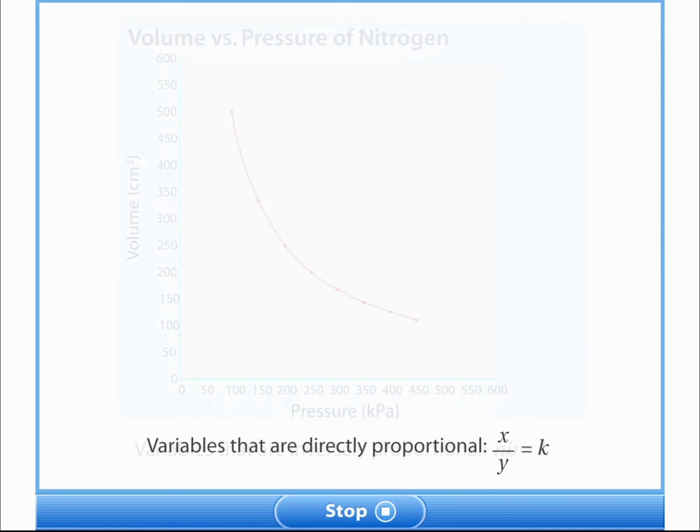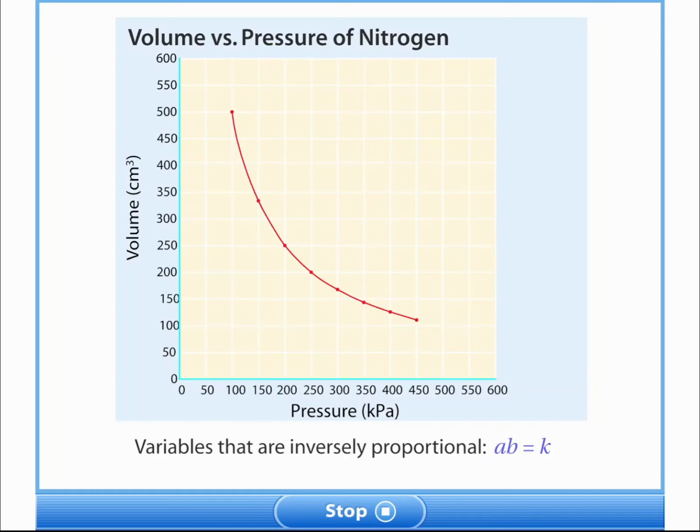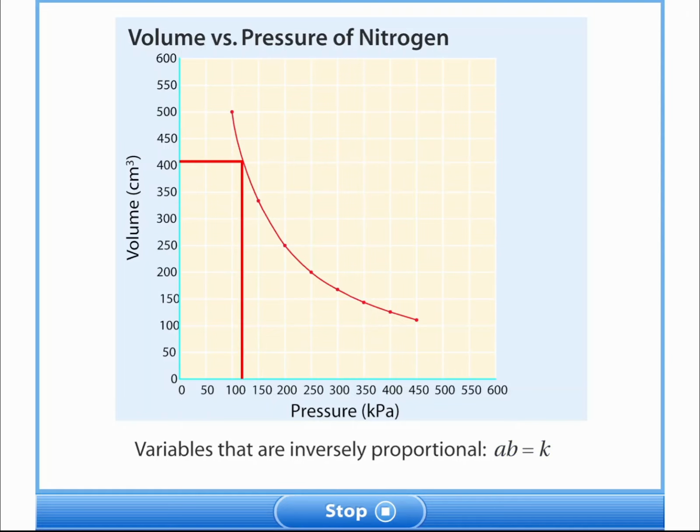Two quantities are inversely proportional when they have a constant product. In this example, when we multiply the volume and the pressure, we get a constant. From the graph, we see that when variables are inversely proportional, when one increases, the other decreases.